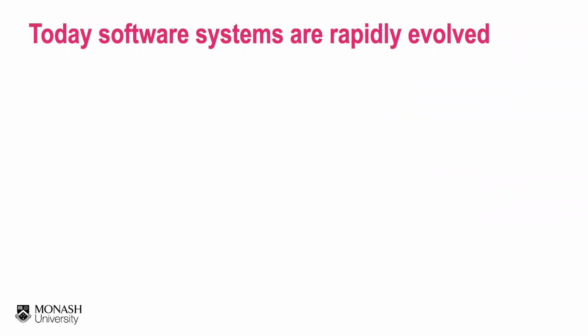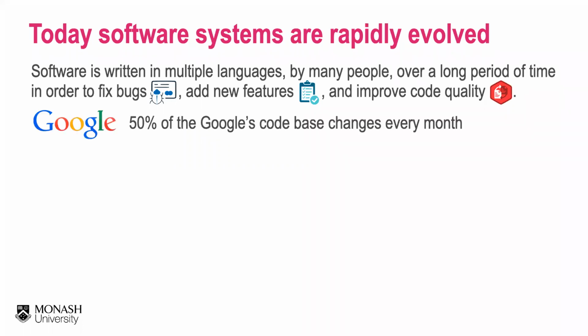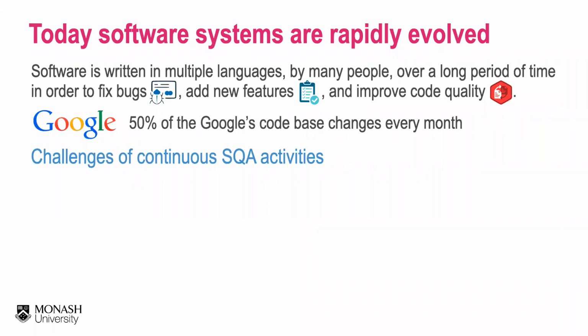Today software systems evolve rapidly. They are often written in multiple languages by many people over a long period of time in order to fix bugs, add new features, and improve code quality. For example, Google reports that 50% of their code base changes every month, and such rapid evolution of software poses a critical challenge to SQA teams to ensure the quality of their software system.